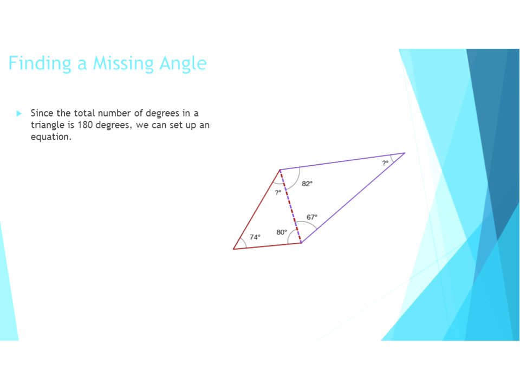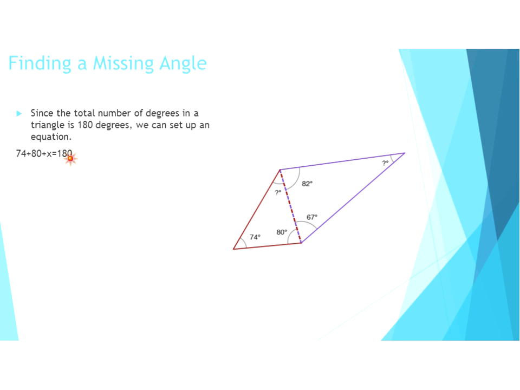Now, when you're trying to find the missing angle of a triangle, you can set up an equation since you know that the total has to be 180 degrees. In this example, we have an angle that is 74 degrees, another angle that is 80 degrees, and an angle that we do not know.